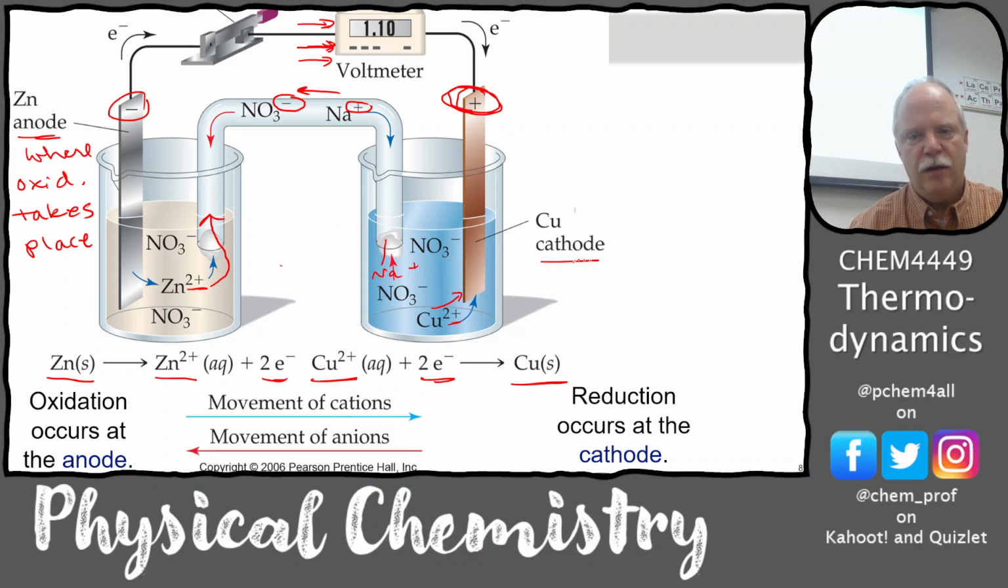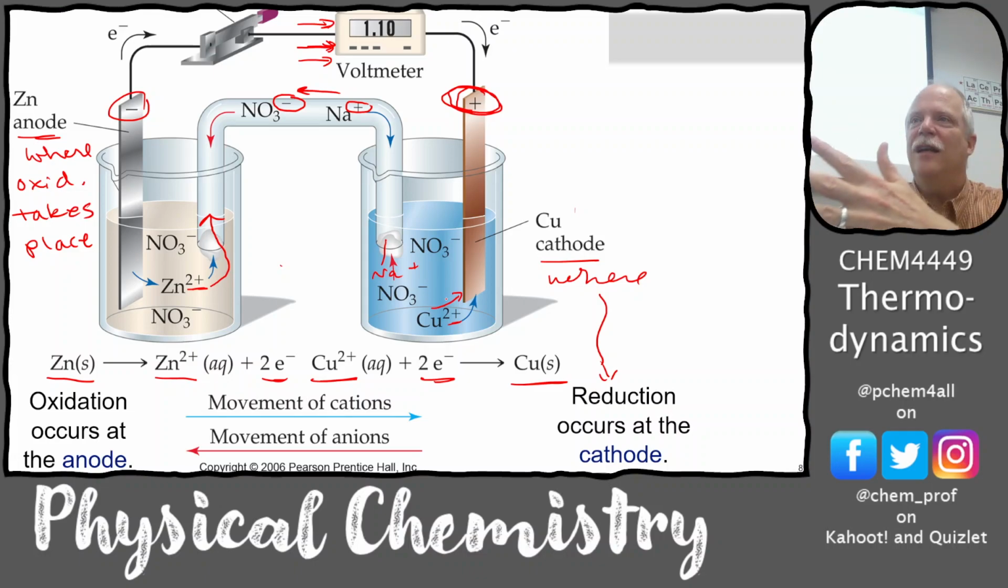And here's the cathode where reduction takes place. And if you think about the names of the ions, where is the copper 2+ ion going? Where is it attracted? It's attracted to the cathode. And so that's where the name cation came from. The cations are attracted to the cathode, and the anions are attracted towards the anode.